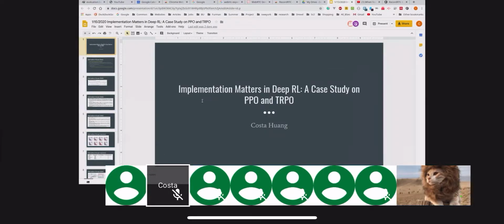So hello guys. Welcome to the first literature week of our new monthly development cycle. And for this monthly development cycle, we'll be looking at the paper Implementation Matters in Deep RL: A Case Study on PPO and TRPO.